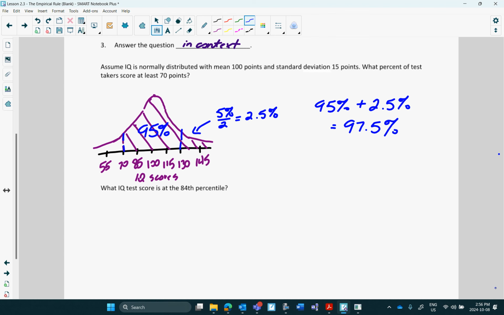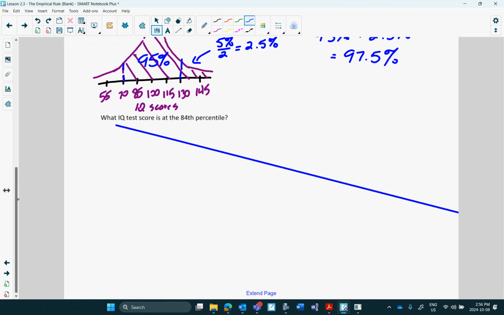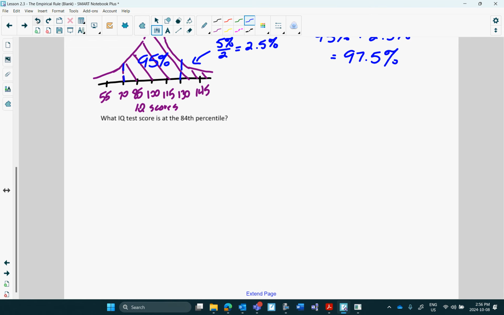Okay. Are we sort of getting the idea of this? So that's how we got to use the math in this case. All right, last question. We're going to do the same thing. So 1, 2, 3, 4, 5, 6, 7.